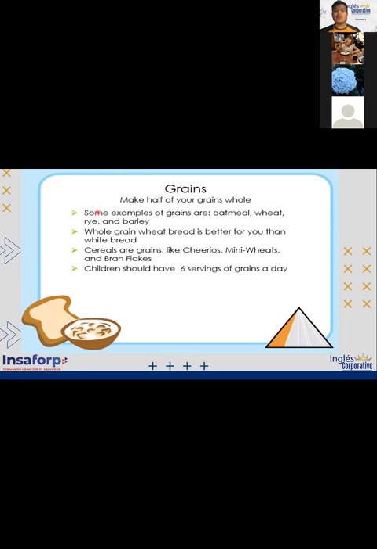I don't know if someone of you has heard about centeno, but for me, it is the first time that I hear that. So as you can see here, it says that whole grain bread is better for you than white bread. Cereals are grains like cheerios, mini wheats, and bran flakes. So what we're supposed to have in our diet is six servings a day, so we can have a healthy body or healthy life. So let's keep moving forward.